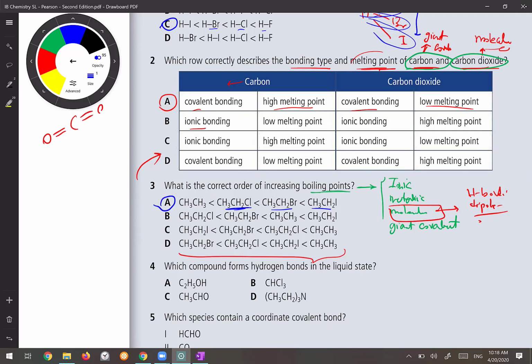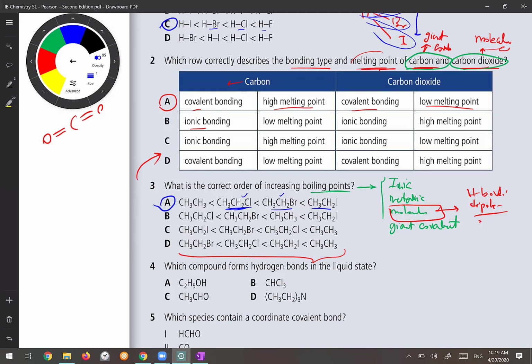Teacher, but isn't chlorine more electronegative than Br, and iodine? Yes, chlorine is more electronegative than Br, so this molecule becomes more polar than this one. Okay, but that doesn't have a great effect. Both of them have dipole-dipole attraction. But because chlorine is small and bromine is big, it has a great effect on the London dispersion force.